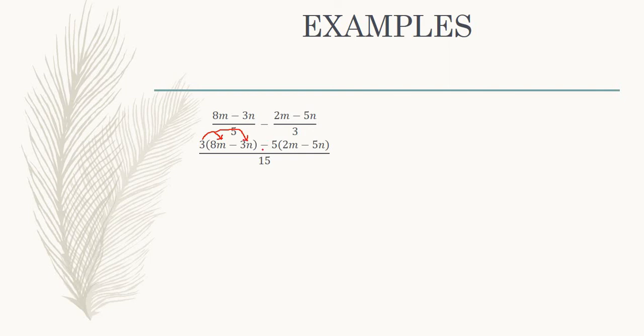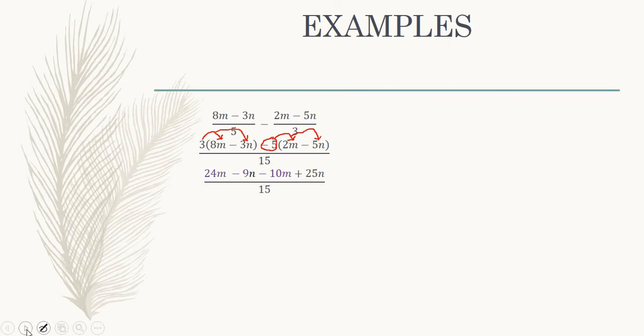Here now, when you are distributing the 5, because it's a minus sign here, you have to treat it as a negative number. So let me circle it. So what you're going to do, you are going to take this negative 5 to multiply each term in the second bracket. So we're going to take negative 5 to multiply 2m, and we're also going to take negative 5 to multiply negative 5n. And that's how we're going to carry out the distribution there.